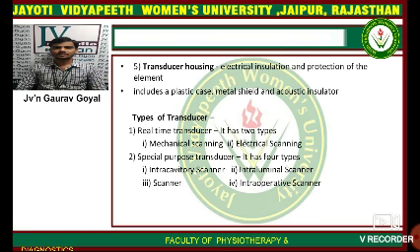Types of transducer: real-time transducer, and second, special purpose transducer. The real-time transducer is further divided into two types: mechanical scanning and electrical scanning. The special purpose transducer is also further divided into four types: intracavity scanner, second, intraluminal scanner, third, a further scanner type, fourth, intraoperative scanner. This is based on the type of ultrasound scanning.